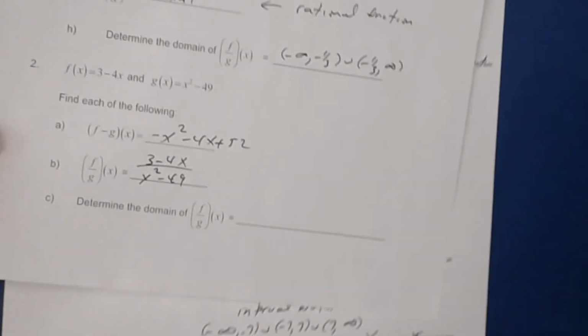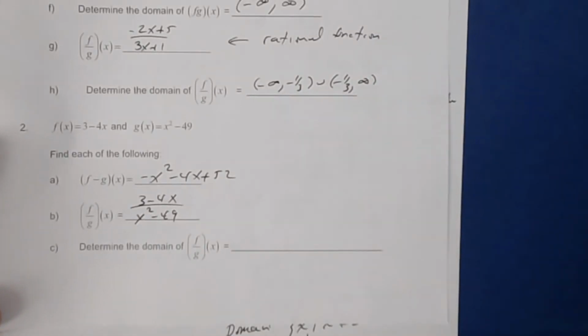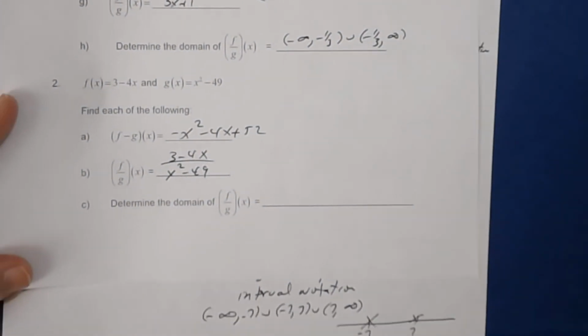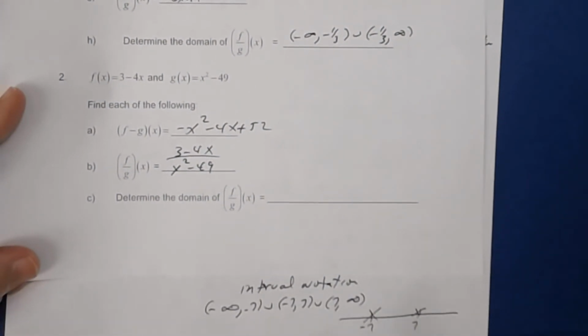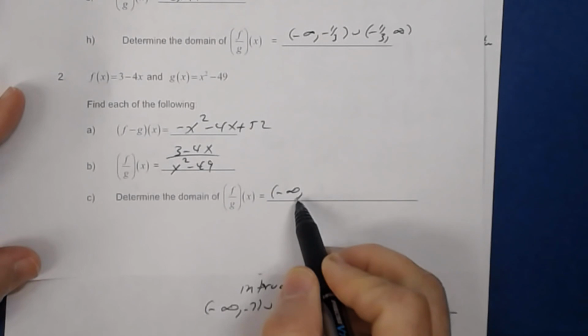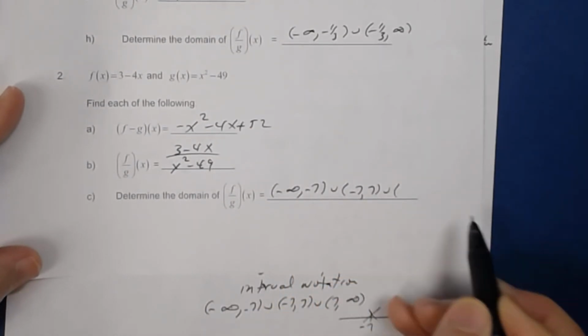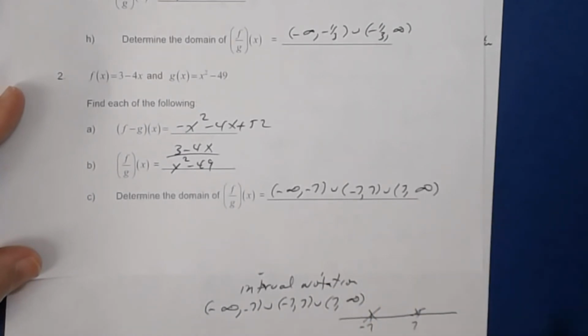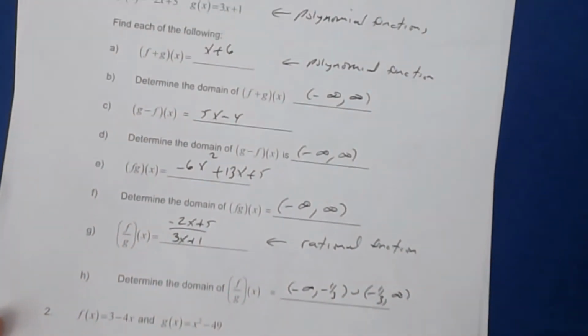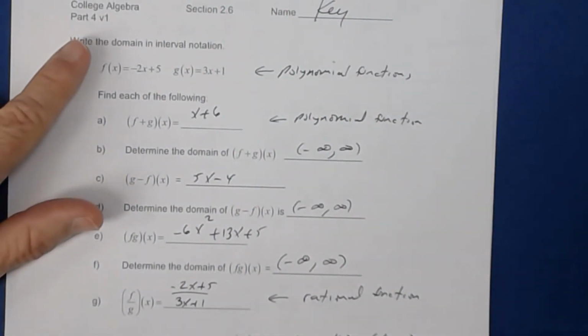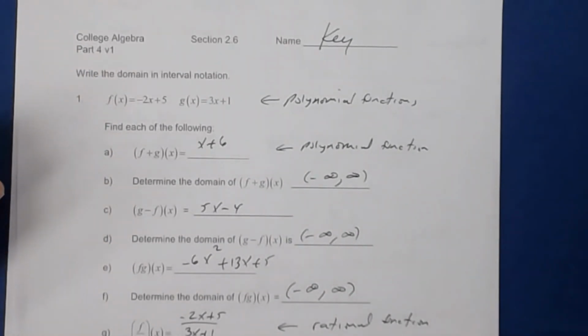So for 2C, you're going to say this right here: negative infinity to negative 7, union, negative 7 to 7, union, 7 to infinity. Okay? All right, so that was the key to worksheet 2.6, part 4.